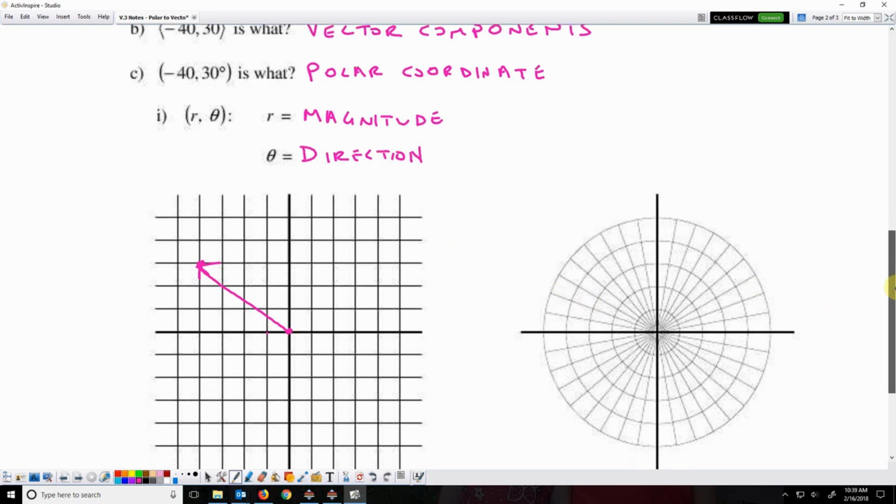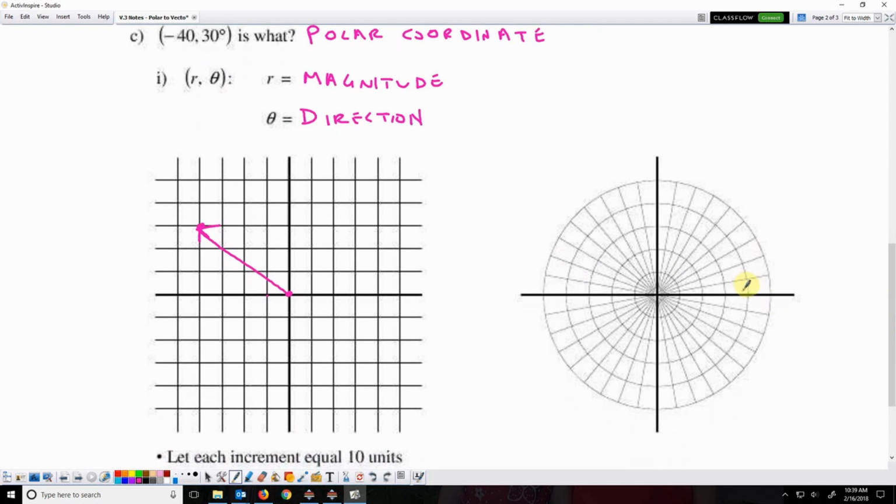So we're going to graph C here on this graph. So it's negative 40, so 10, 20, 30, 40, and then 30 degrees, and when you have positive degrees, that means you're going counterclockwise, so 10, 20, 30 degrees. There's the vector from polar form. It's got a magnitude of 40, and negative 30 degrees is the direction. So that one was found by graphing negative 40, 30 degrees.